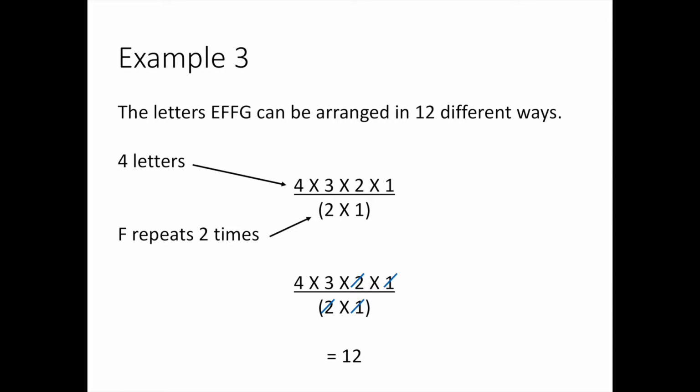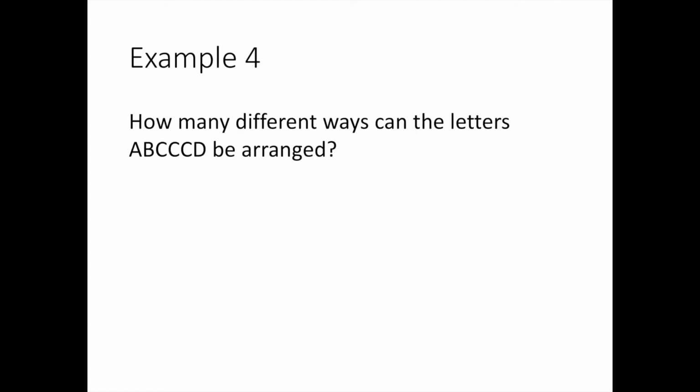Now if you look, there is 2 times 1 in the numerator and the denominator. So you can cancel the 2 at the top with the 2 at the bottom and the 1 at the top with the 1 at the bottom, which just leaves you 4 times 3 in the numerator. 4 times 3 is 12, so there are 12 different permutations. Let's have a look at another example.